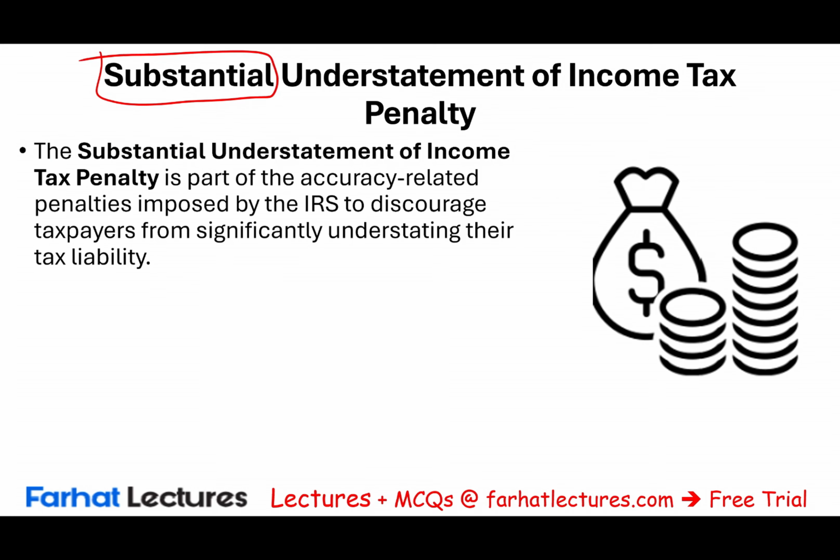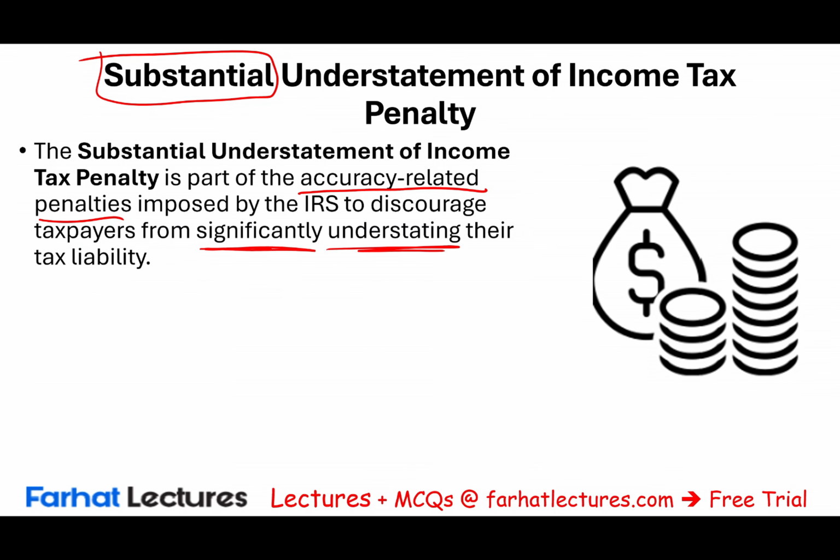The substantial understatement of income tax penalty is part of the accuracy-related penalty. So this is a sub-part of it. Again, it's imposed by the IRS to do what? To discourage a large understating of tax liability. If you understate your liability by a substantial amount, a large amount, you'll get the penalty too.